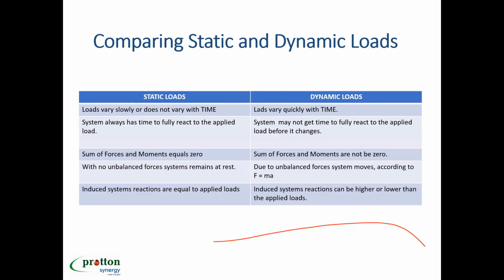The sum of the forces may not be zero. If those had been zero, the system shouldn't have been under vibration. Since the forces are not zero, the sum is not zero, that's why the system is vibrating. With no unbalanced forces, the system is at rest. And due to unbalanced forces, the system is vibrating. So when the system is vibrating, just imagine that you're supposed to vibrate the system by your hand.